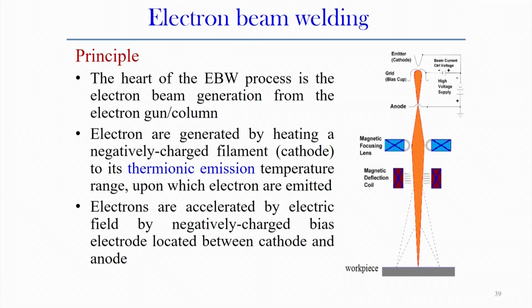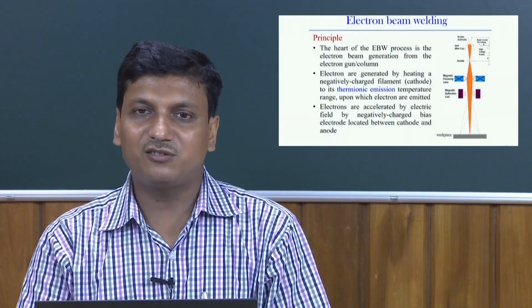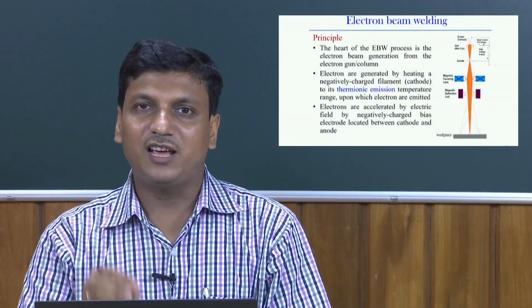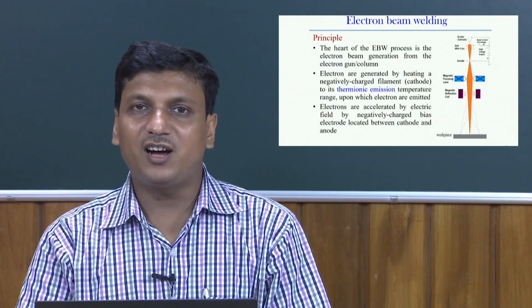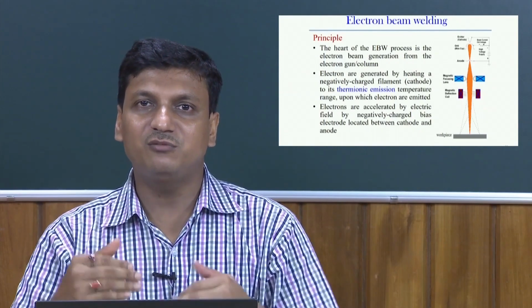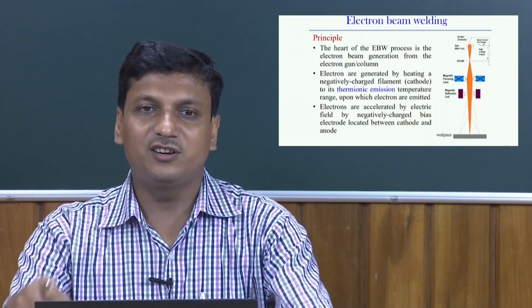Second thing is that electrons are generated by a heating process, using a negatively charged filament, for example, which we heat to a certain temperature, the thermionic emission temperature. At that temperature range, electrons are emitted. Now, when there is an emission of electrons, the machine controls or accelerates these electrons, so that the high kinetic energy of the electrons will be able to produce the amount of heat energy.